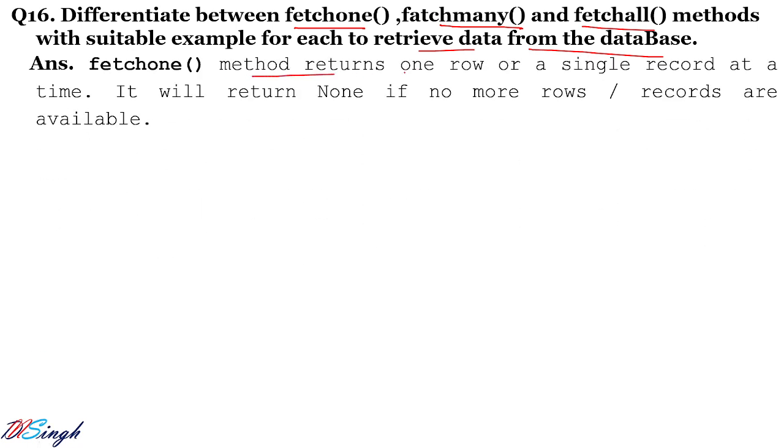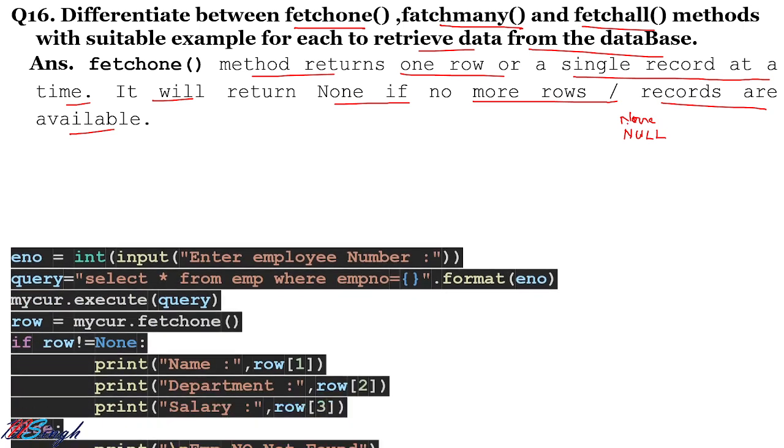Fetchone: the method returns one row or a single record at a time. It will return None if no more rows or records are available. None is a special literal in Python, used to show no value is present, like in SQL, NULL is used. They both are not equal to 0.